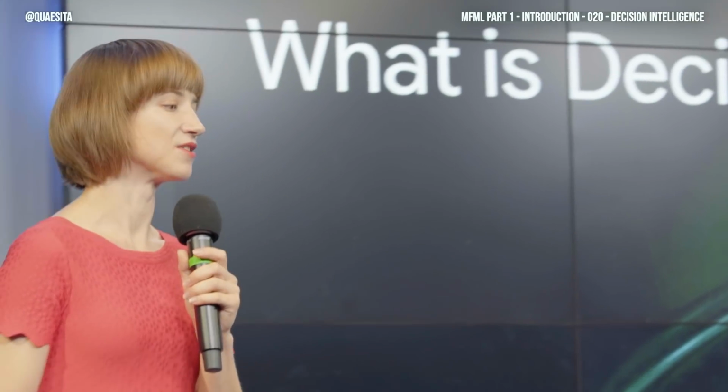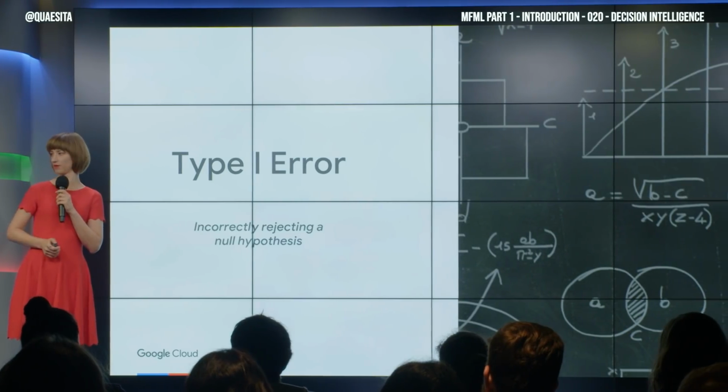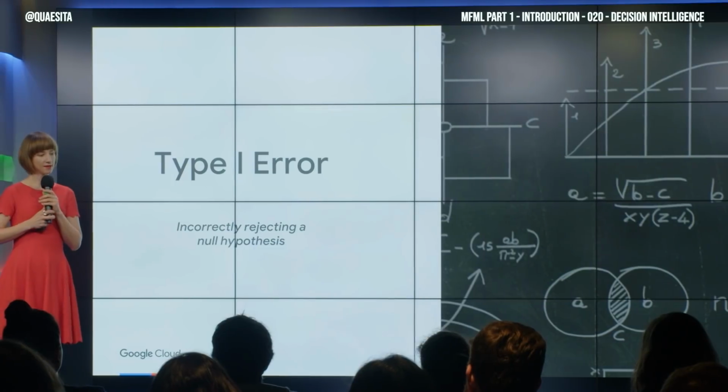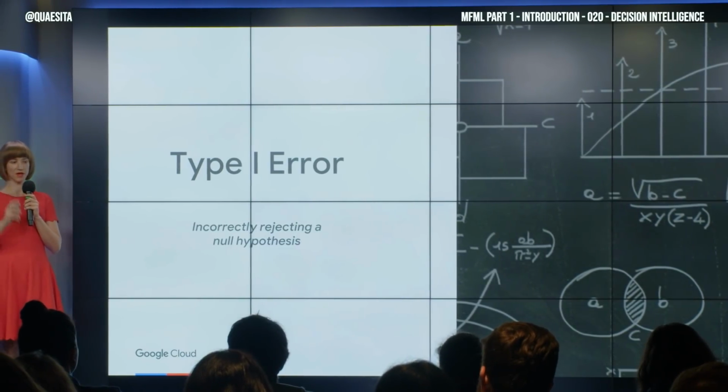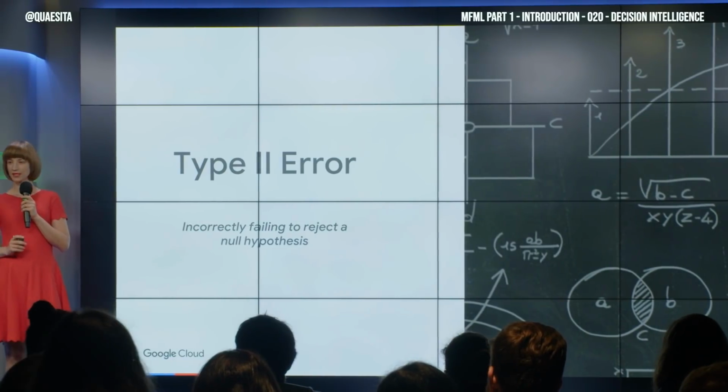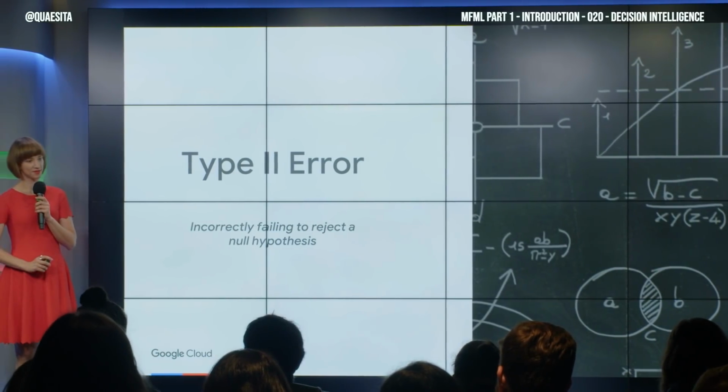Okay, what is decision intelligence? You might have heard of decision intelligence. And before we go there, you told me you took stats courses. Let's do a quick review of stats. Remember the errors in statistics. Type 1 error. What is type 1 error? Incorrectly rejecting a null hypothesis. What is type 2 error? Incorrectly not rejecting a null hypothesis.